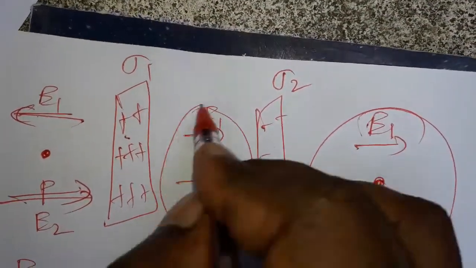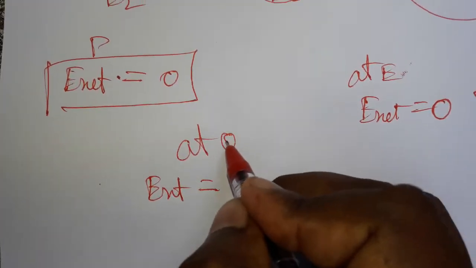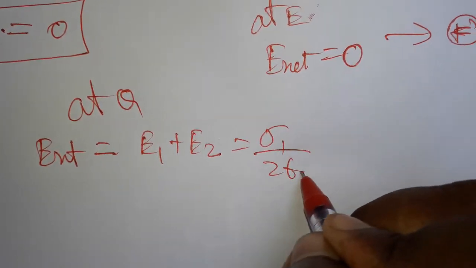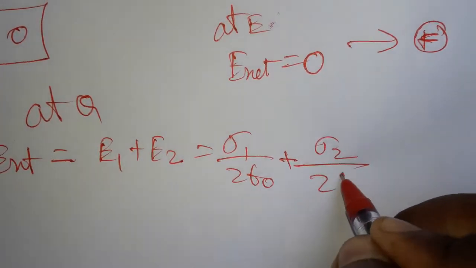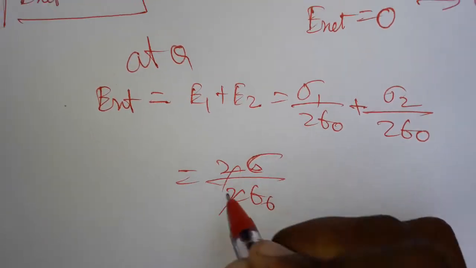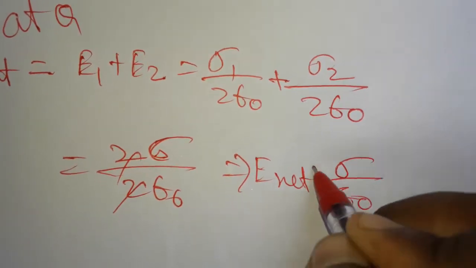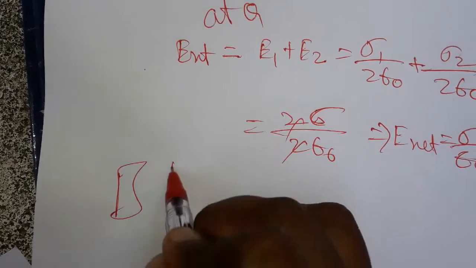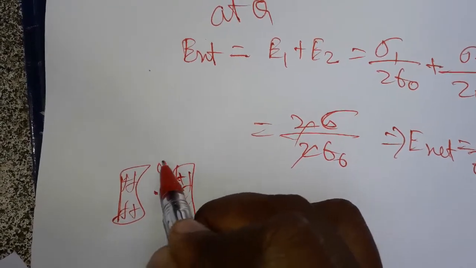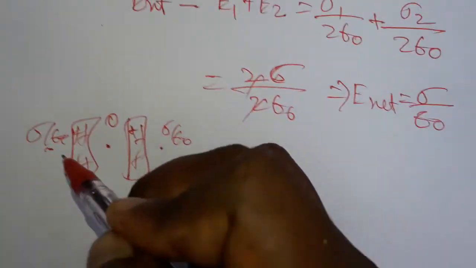What is the net electric field at the center? At the point Q, E1 plus E2. Sigma 1 divided by 2 epsilon naught plus sigma 2 divided by 2 epsilon naught. We get 2 times sigma divided by 2 epsilon naught, the 2s get cancelled. So E net will be sigma by epsilon naught. As we know, when both are plus, the center will be 0, and this side and this side will be sigma by epsilon naught.